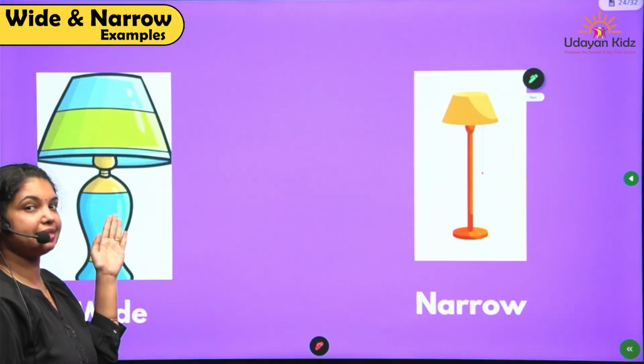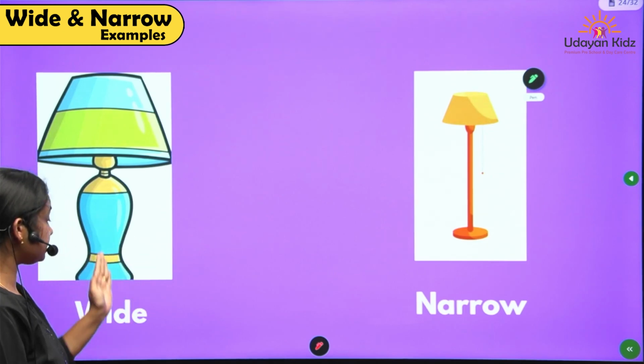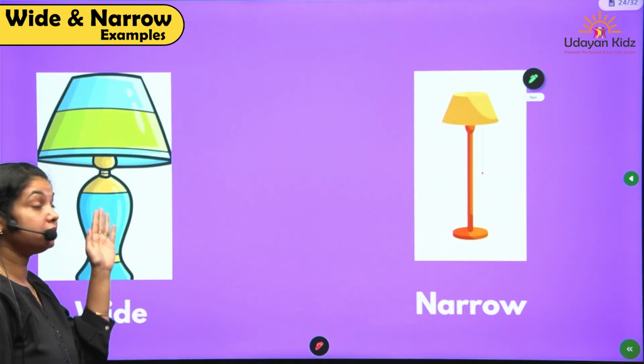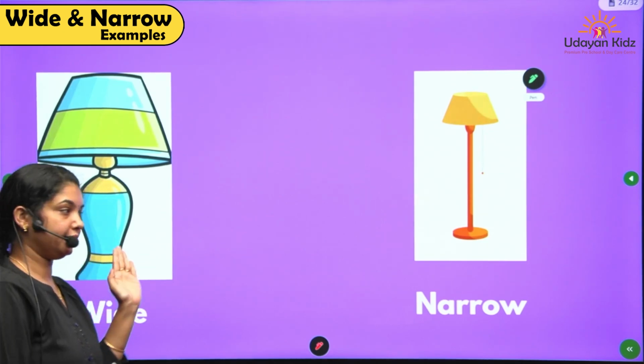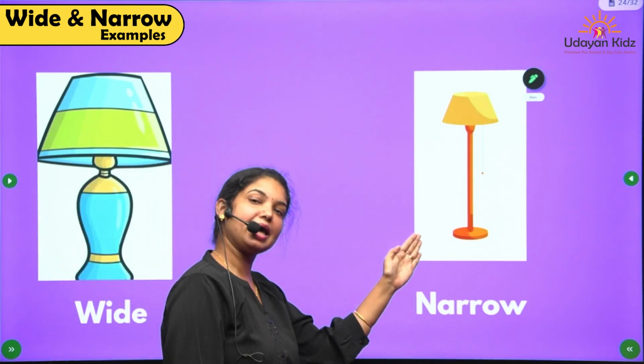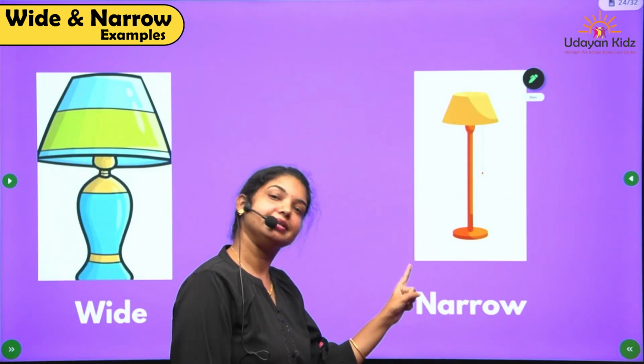What are these? These are lamps. This lamp is wide. And this one is narrow.